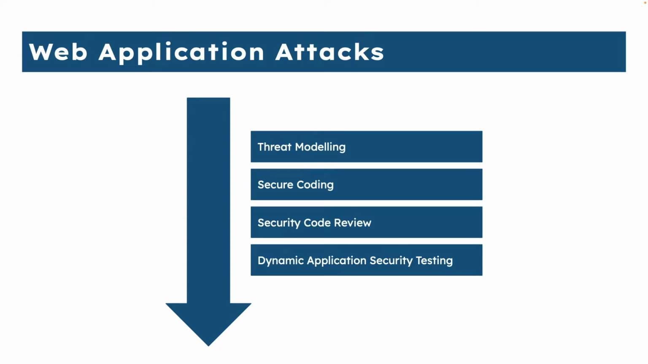The objective of any organization is to have as little weakness in an application as possible. To achieve this objective, they adopt various strategies such as threat modeling, secure coding, security code review, dynamic application security testing, etc. In addition to these controls, organizations also set up a web application firewall to protect the application from these attacks. But before we dive into WAF, let's understand what a normal firewall is.